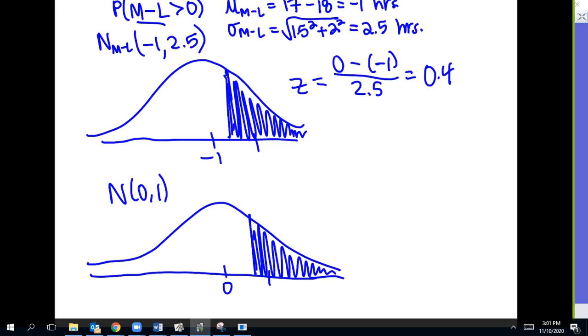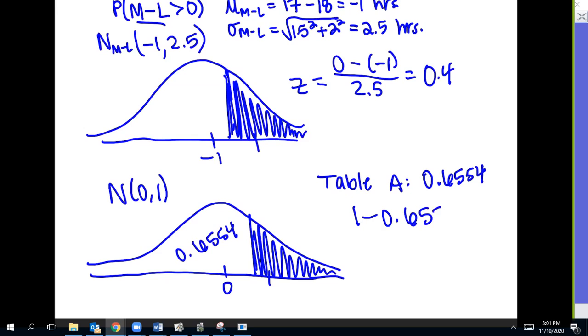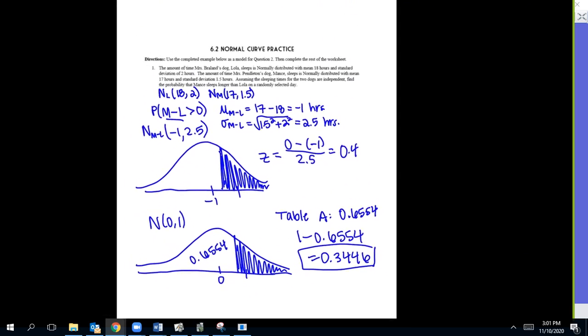And then remember, we go to table A. And I'm looking for 0.4 on table A. See if I can find where my table A went off to. I got 0.6554. Remember, table A only shows you the values to the left, so that's what this area represents. I want the shaded region, so I'll do 1 minus 0.6554 and get 0.3446 for my answer. Remember, your whole answer, though, is this whole thing.